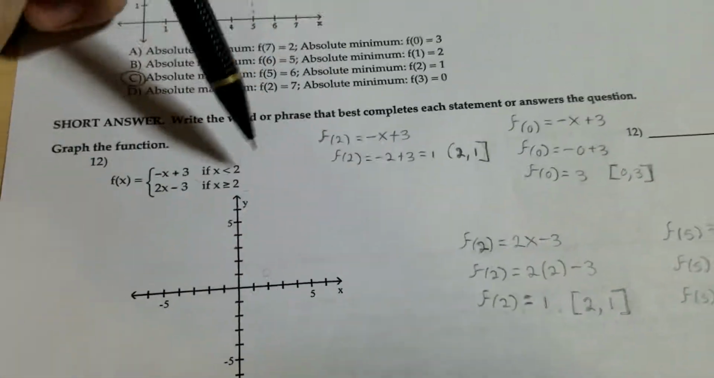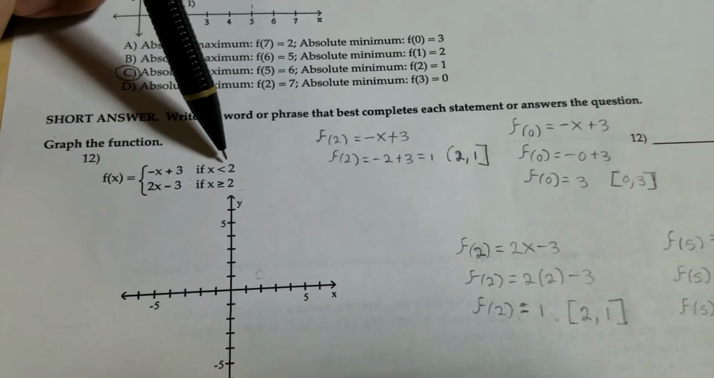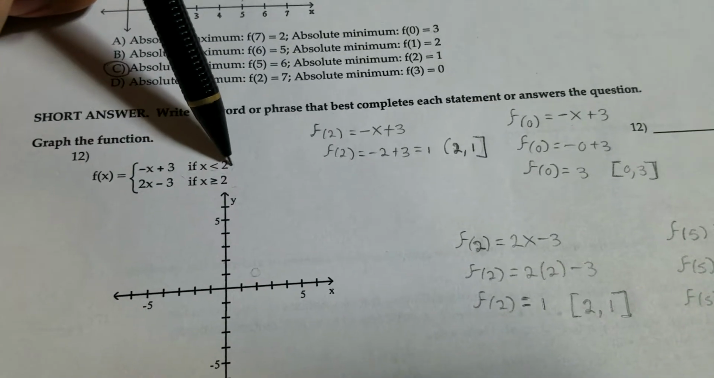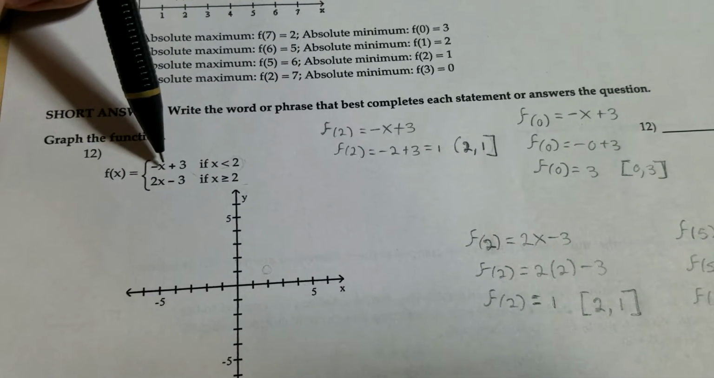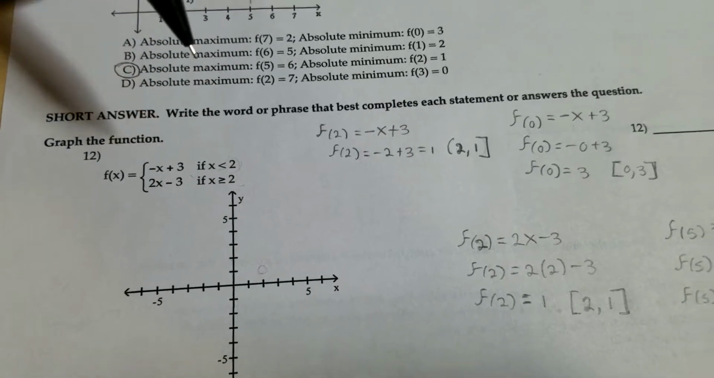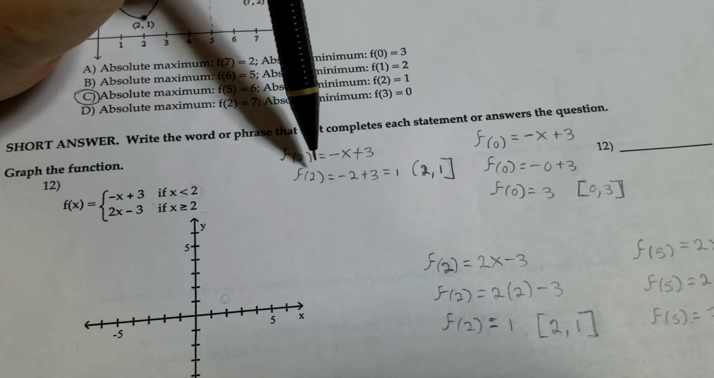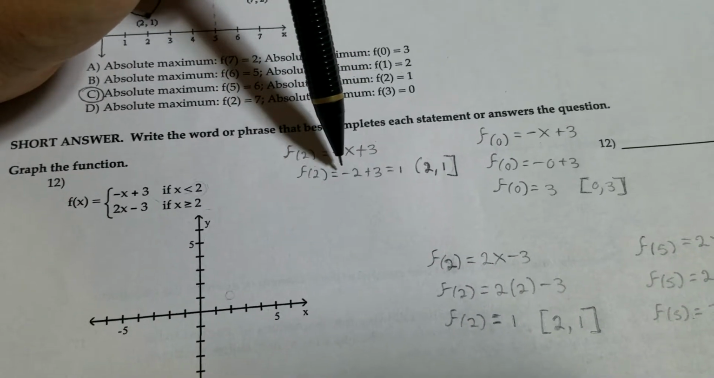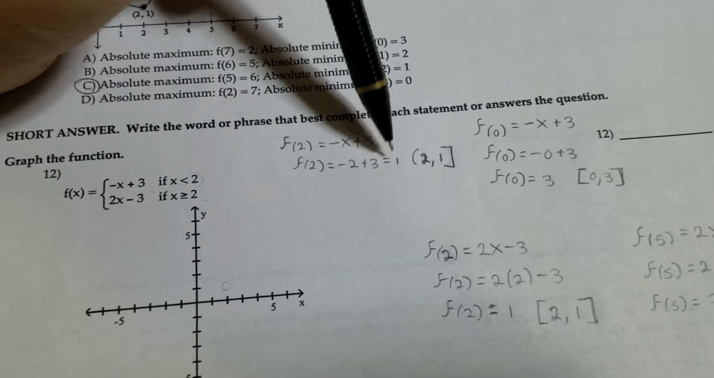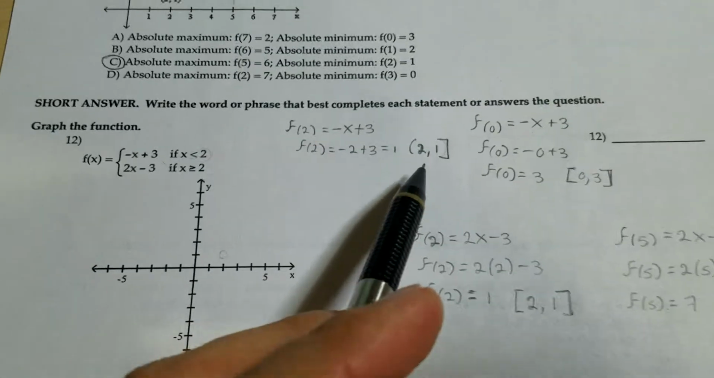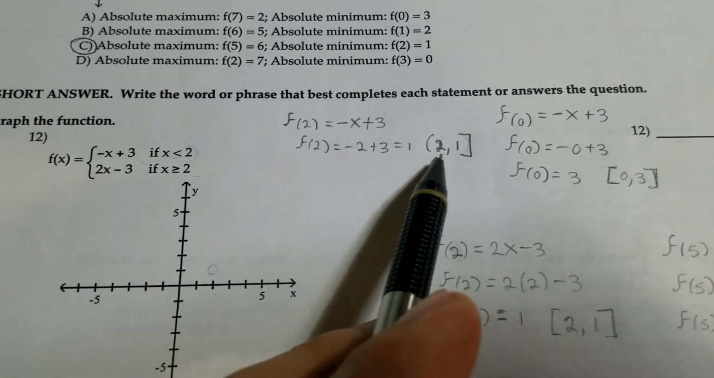So the way I always do it is I like to take the value that I'm being given here. I'm going to replace this x with 2. When you do that, f of 2 equals negative x plus 3. I'm going to replace my x by 2, so it's going to be negative 2 plus 3 equals 1. And that means that my point is going to be at 2, 1.